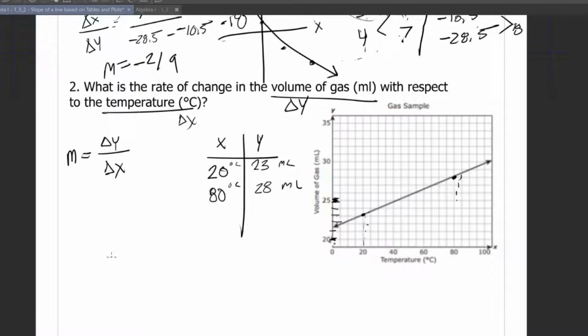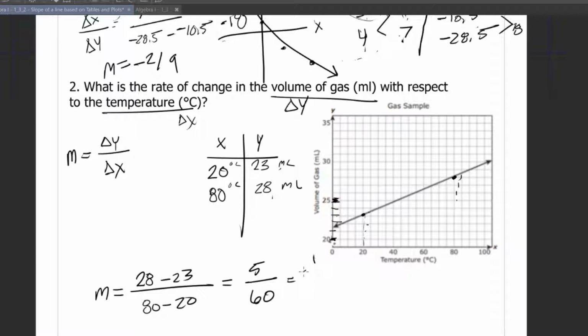So we're using the same thing, delta y over delta x, which would be 28 minus 23 milliliters over 80 minus 20, right? So we're going to put that in: 28 minus 23 is 5, and then 80 minus 20 is 60. Right, so 5 divided by 60 simplifies to 5 over 60, 1 over 12, right? And boom, okay. That is the rate of change, right?